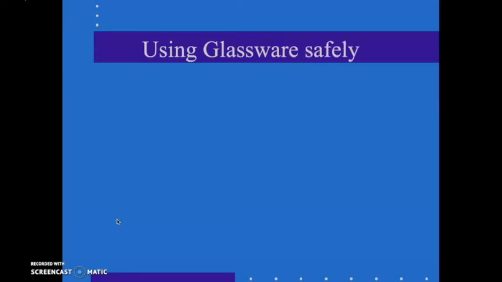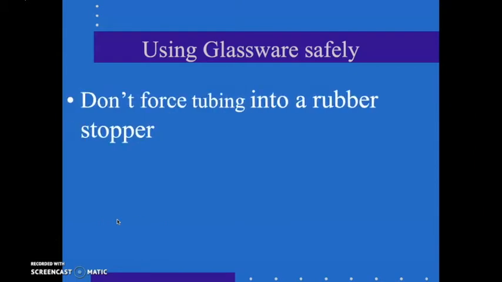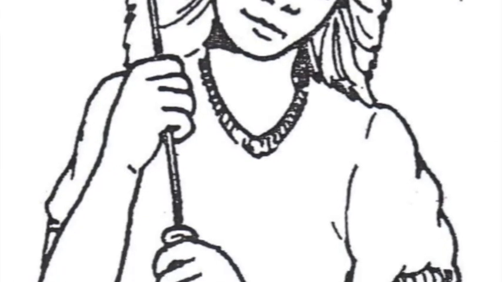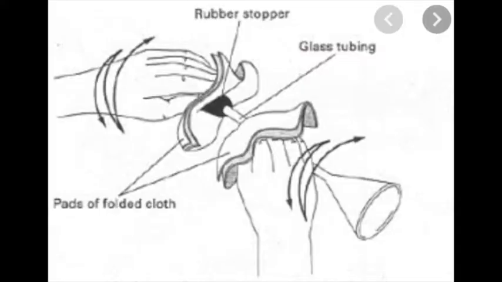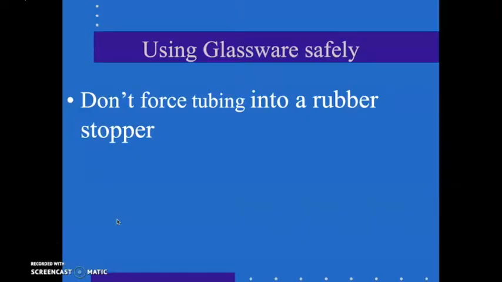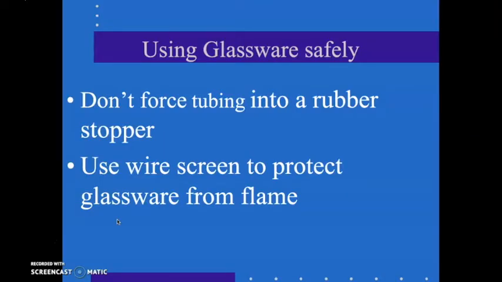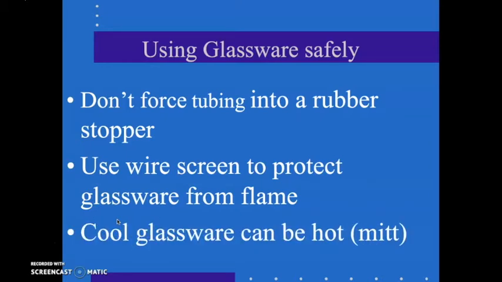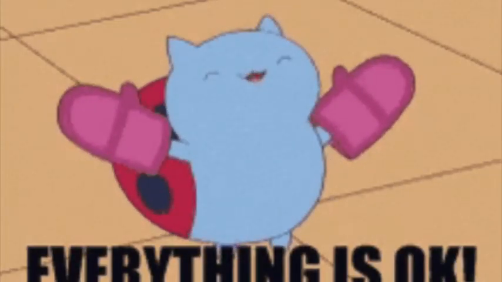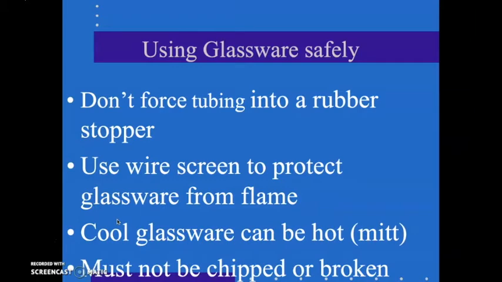Using glassware safely. All right, let's see how you do here. Using glassware safely. Don't force tubing into rubber stopper. So what I mean by that is, guys, don't take tubing and force that into a rubber stopper, because it can actually break into your hands. Okay? Use wire screen to protect glassware from flames. So if you are heating something, what you want to do is use a wire screen. Cool glass can be hot, so make sure that you're wearing mitts. Remember, if there is a chip or if it's broken, do not use that. Let the teacher know immediately.